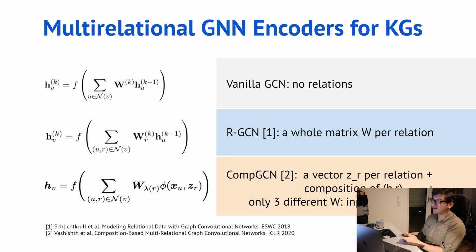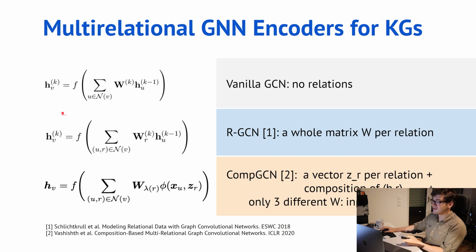Those are big problems. And there are GNN encoders for multi-relational graphs. They have to consider entity and relation explicitly. And let's check out the evolution of them.